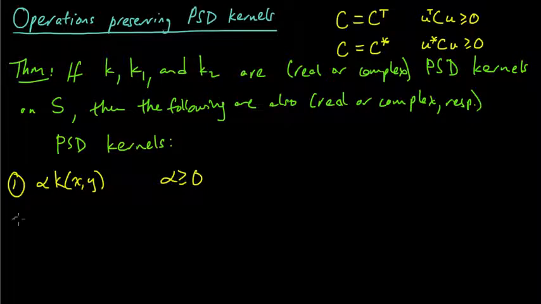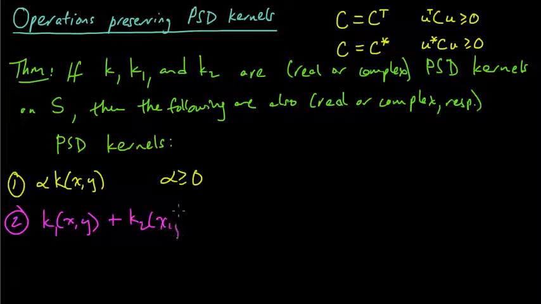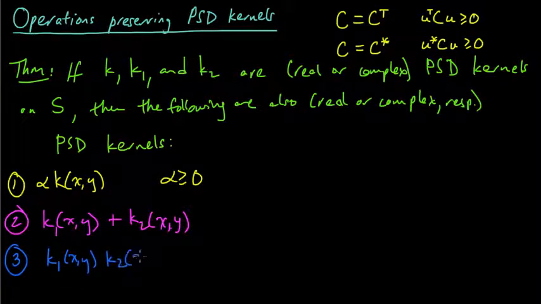Switch to a new color. So multiplying by a constant, and also if we add them, k1(x,y) plus k2(x,y), this is also a positive semi-definite kernel. And if we multiply them, k1(x,y) multiplied by k2(x,y), this also has the same property.